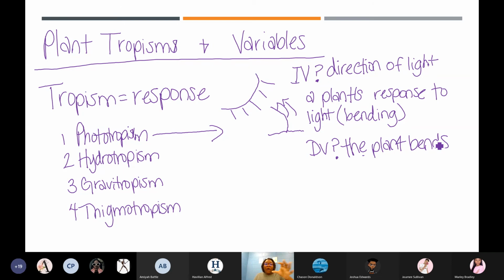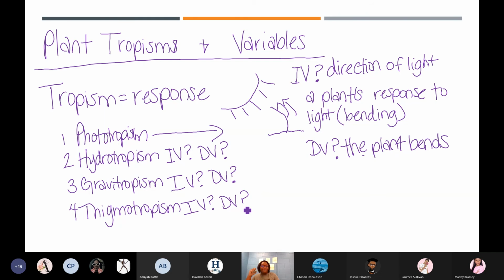So as we're talking about this, one of your questions that you'll have tomorrow is where you're going to have to identify the IV and DV in all 3 of these other tropisms. You may have to go back and look at some older notes. I'll make those notes available for you in the orange folder if you've forgotten them. What we should be able to identify is the independent variable in each of these tropisms and the dependent variable, how that plant responds. Okay? So let's talk about what you should be doing today.